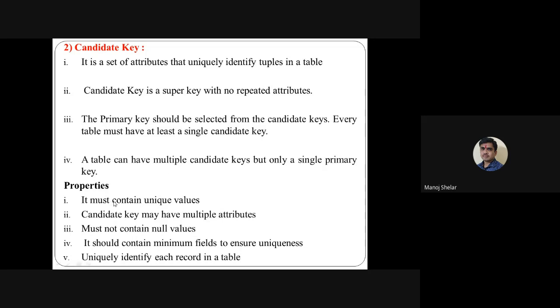Then properties: it must contain unique values. Yes. Candidate key may have multiple attributes. Yes. Must not contain null values. Okay, null values not allowed in a candidate key. It should contain the minimum fields to ensure uniqueness. Yes. Uniquely identify each record in a table. Okay. But actually the normal definition of the candidate key is a minimal super key.